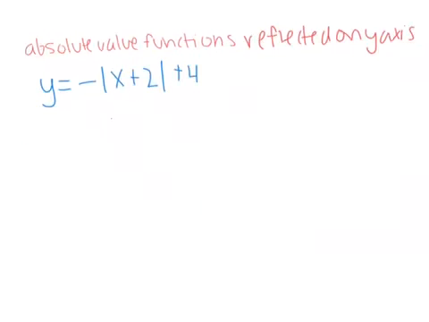Absolute value functions reflected on the y-axis. In this equation, you can see that the vertex will be (-2, 4), and it will be reflected on the y-axis because of the negative.